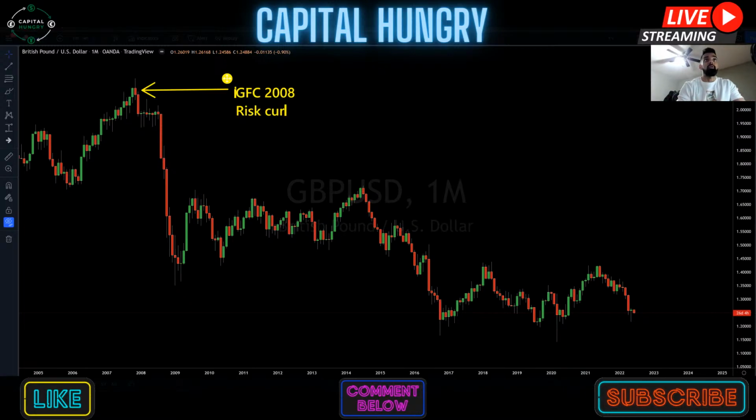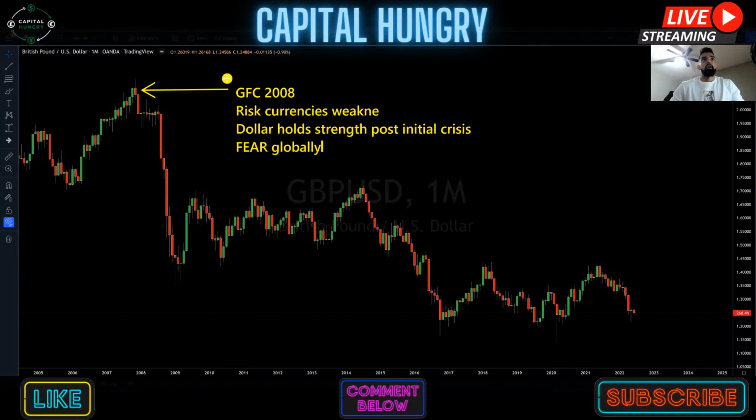Risk currencies weaken. Dollar still holds strength post-crisis. Fear globally, right? So what we saw take place is this excessive downside move.